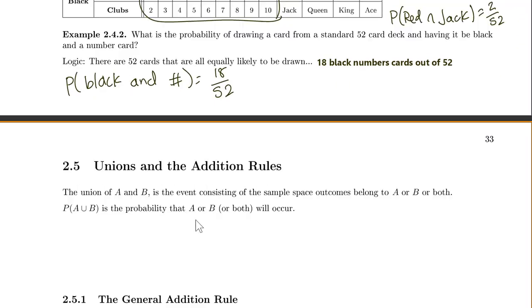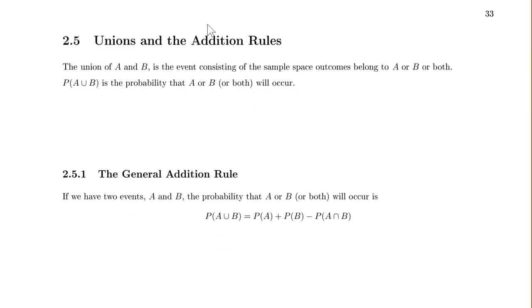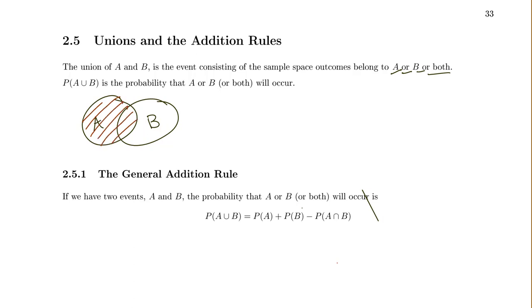So that's an intersection. Now let's talk about unions. The union of A and B is the event consisting of the sample space outcomes belonging to A or B or both. So this means if I was to draw it, here's A, here's B. If you want the union, notice this is now a right side up U. The union would be everything in A or everything in B or what's here on the inside. So just as long as it's in one or both, it counts.